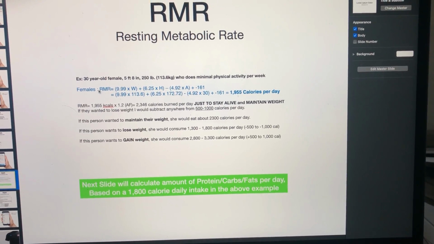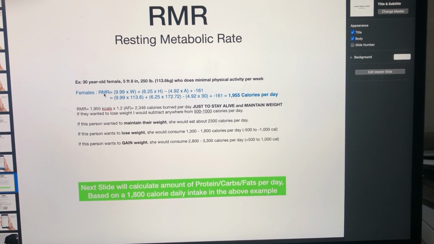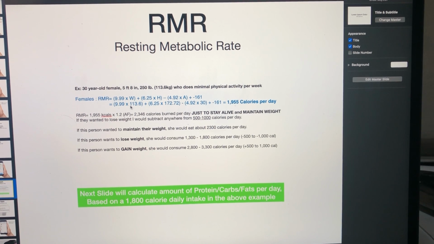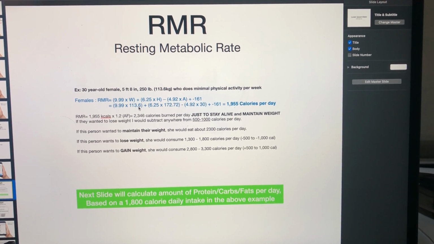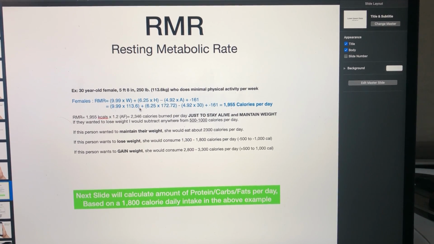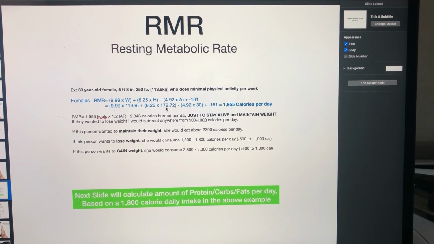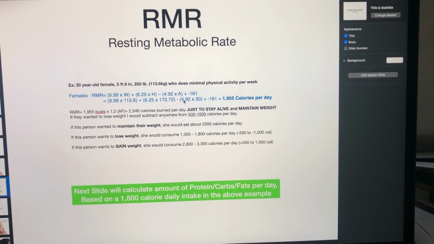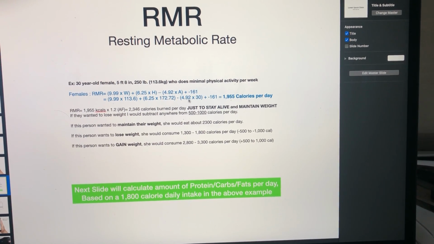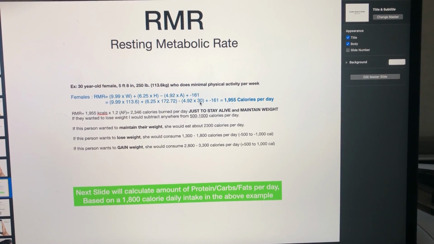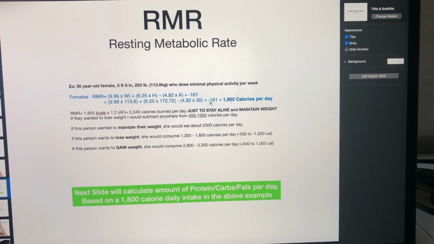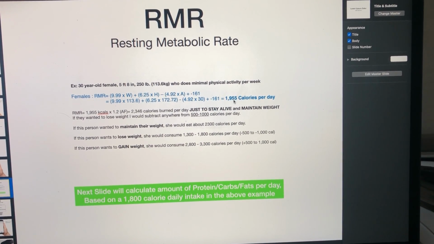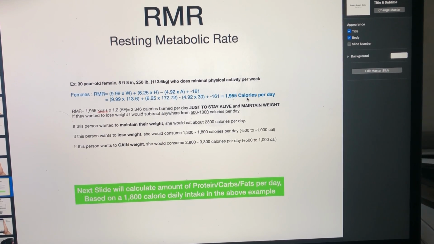So we're going to use the female equation for resting metabolic rate. And we're going to do 9.99 times 113.6 kilograms plus 6.25 times 172.72 centimeters minus 4.92 times 30 years of age. And then we add the negative 161, which is going to give us 1,955 calories per day.